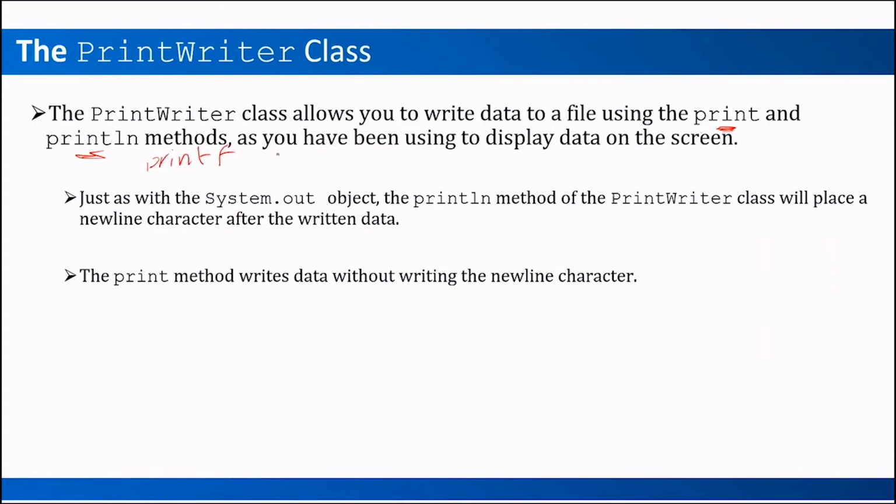All right, so all these methods can be used before we use it to write to the standard output, the screen. Now we can actually use it to write to a file through the PrintWriter object. So this is the power of the PrintWriter object. It allows us to use these methods with files.